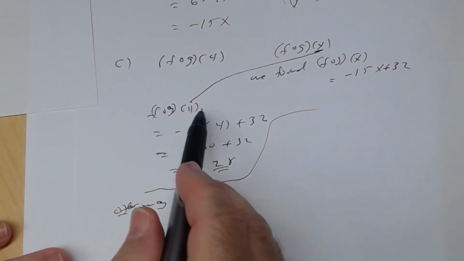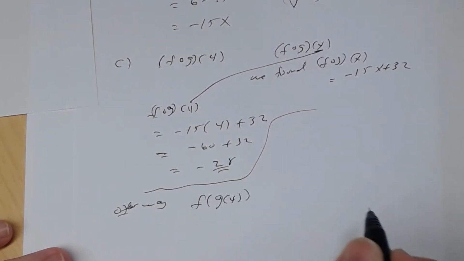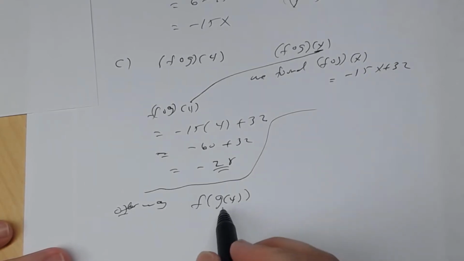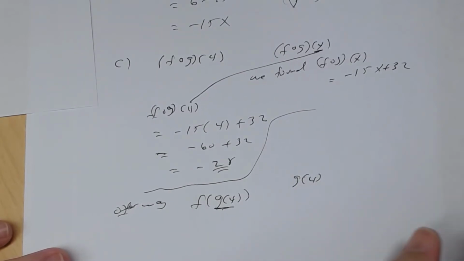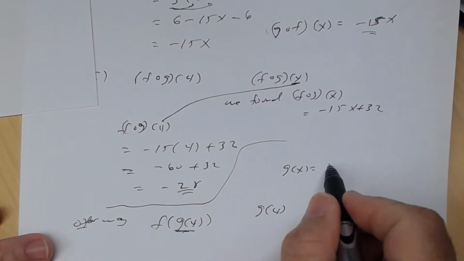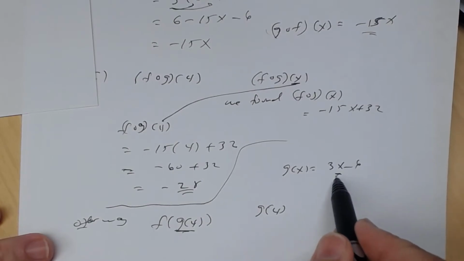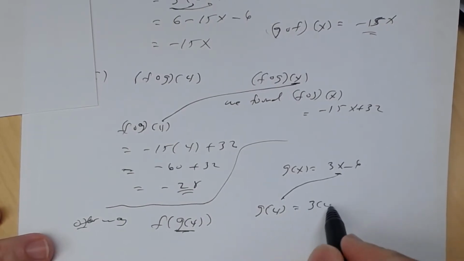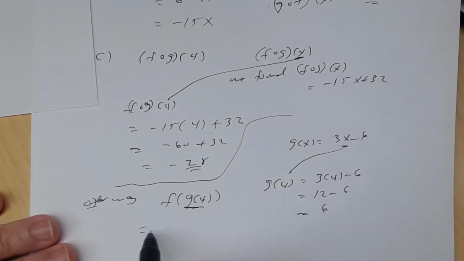Remember, f composed with g at 4 means f of g of 4. So just like before, I have to find g of 4 first. I go to my function g, and where we see the variable x, I plug in 4. Remember, g of x is 3x minus 6. So I get 3 times 4 minus 6, that's 12 minus 6, which is 6. So that's g of 4. Then I can say f of 6.